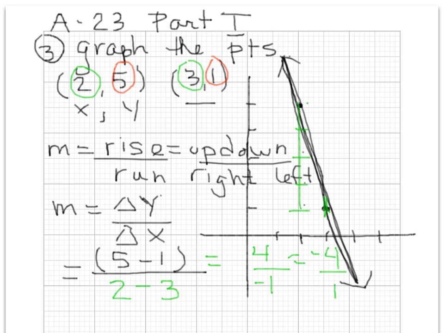So I went down 4 and over 1 in the positive direction to get from the point 2, 5 to the point 3, 1. And as I look at my graph, you can see that it is in fact sloping down. So that means that I have a negative slope. As I look at my graph from left to right, I see that it's headed in the downward direction. And that is the answer to 3.